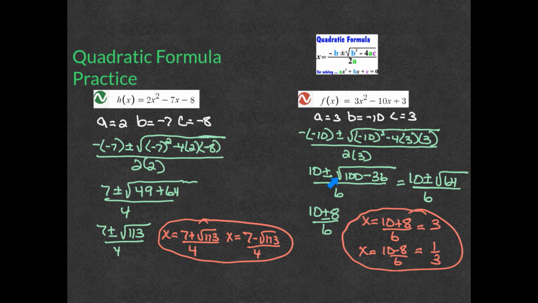This particular problem ends up coming down to solutions that we could have actually done through factoring, but I plugged in. I've got my A is 3, B is negative 10, and C is 3. And I've gone through, plugged in all of my information. I've gotten down here to 10 plus or minus the square root of 100 minus 36, which is the square root of 64, you see here. That means it's 10 plus or minus 8 over 6. So one of the solutions is 10 plus 8 over 6, which equals 3, because it's 18 over 6. And then the other solution is 10 minus 8 over 6, which equals 1/3. And that ends the practice for quadratic formula. I hope you are feeling a little more confident about that concept.